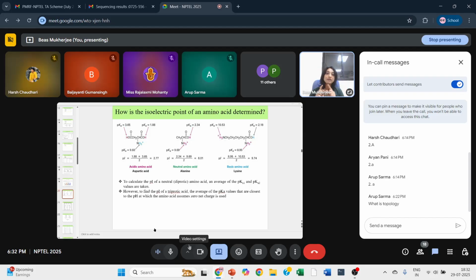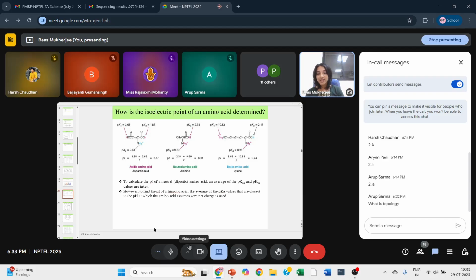For a normal diprotic amino acid, let's say there is an amino acid with just the main chains. Two pK values are given, then pI is equal to (pKa1 + pKa2) divided by 2. So just the summation divided by 2. It's easy, but they will not ask this in the exam. In the exam, they will always ask you the pI for a triprotic amino acid, which has 3 pK values.